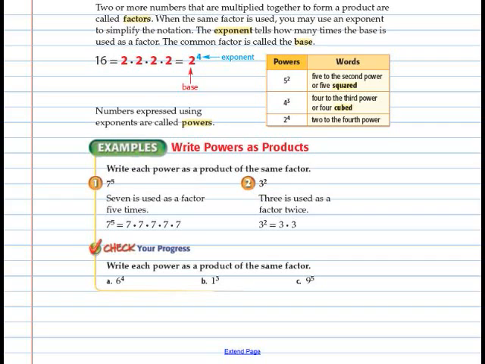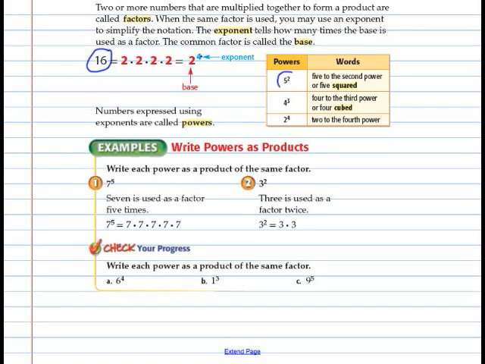Two or more numbers that are multiplied together to form a product are called factors. When the same factor is used, you may use an exponent to simplify the notation. The exponent tells how many times the base is used as a factor. The common factor is called the base. In this example, the factor is 2, used as a factor 4 times, written as 2 to the 4th, gives us a value of 16.